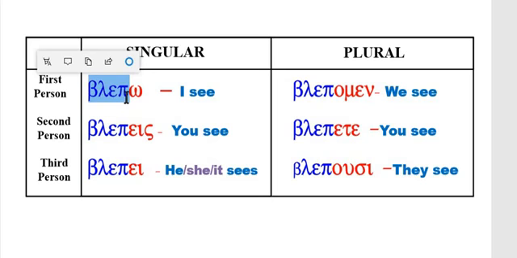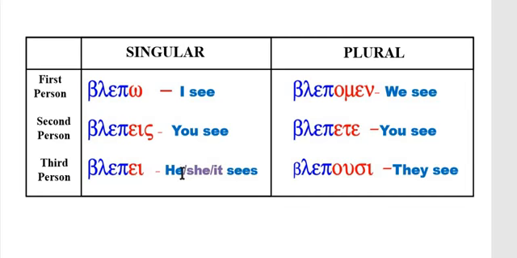Look at the stem, and along with the stem we added this omega and we got I see. When you take the stem and add omen, then we get blepomen, we see. Blep is the stem, add ete, and you get blepete, you plural see. Blep is the stem again, add ei, and then he sees, she sees, it sees.